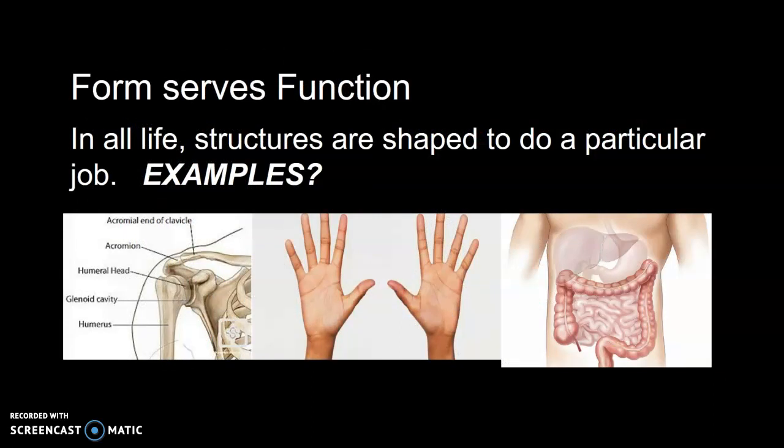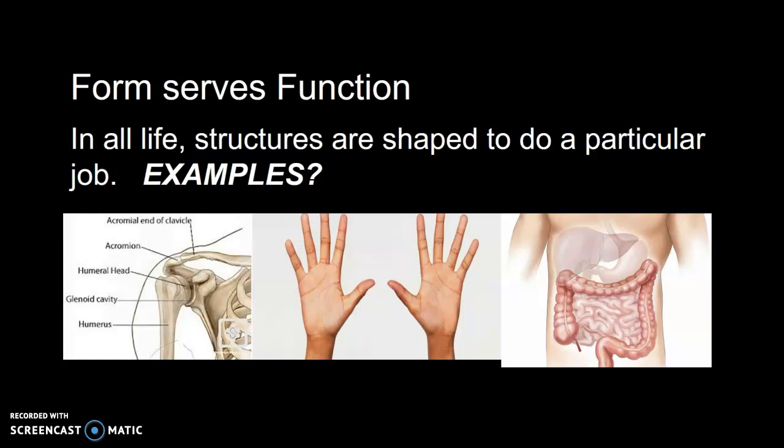Now, second is that form serves function. Now, what this means is that structures are shaped a very specific way to perform a specific task or job. Take a look at the 3 images. What can you notice about the shoulder joint to the left? This shoulder joint is what's called a ball and socket joint. This allows your shoulder to rotate through a greater range of motion than any other joint in your body. This is extremely important considering all that our arms are asked to do.